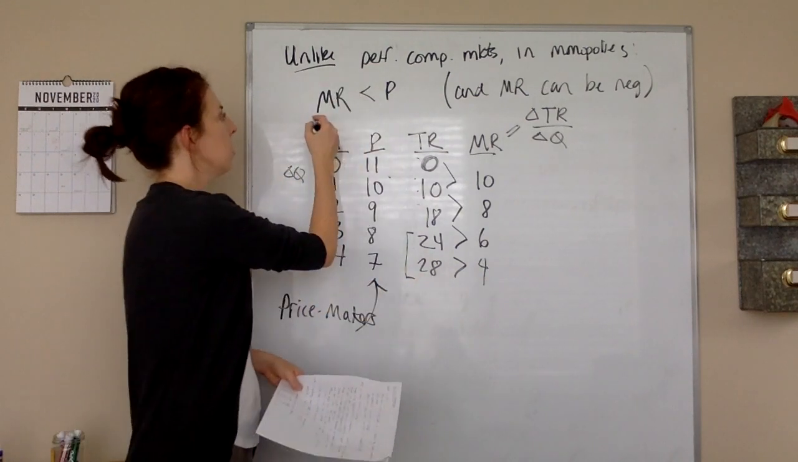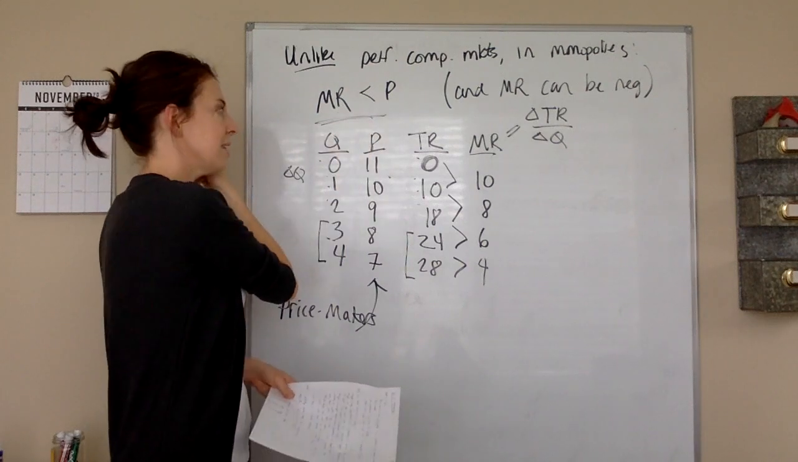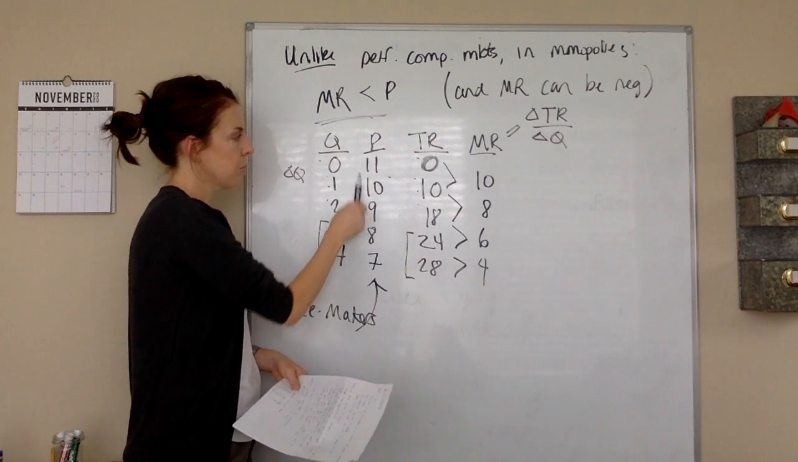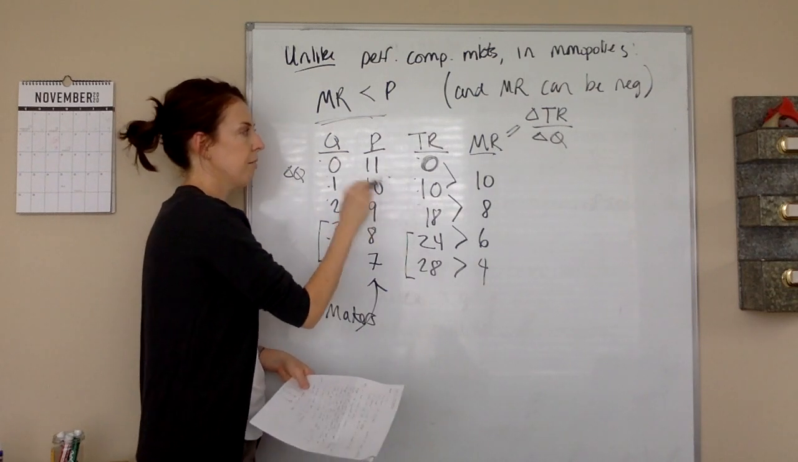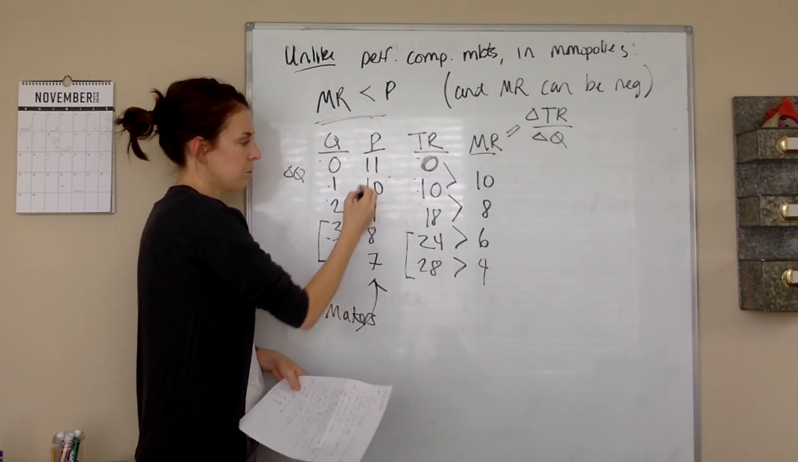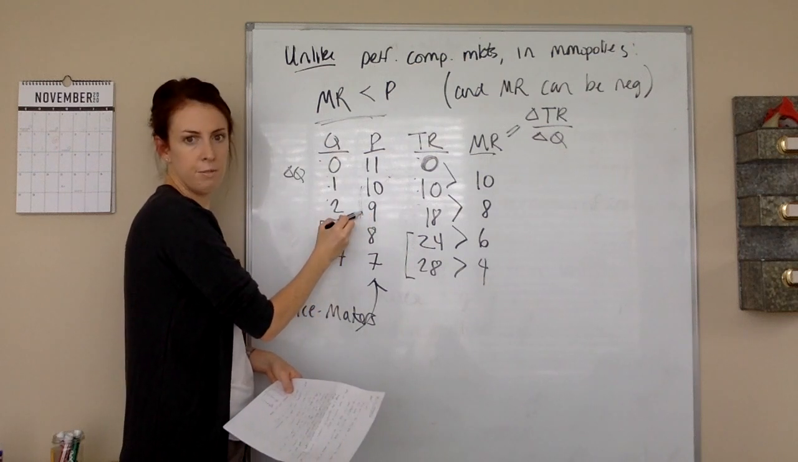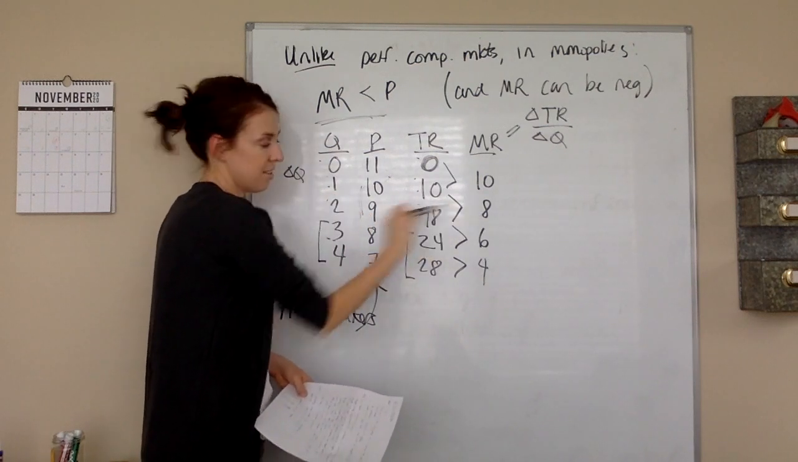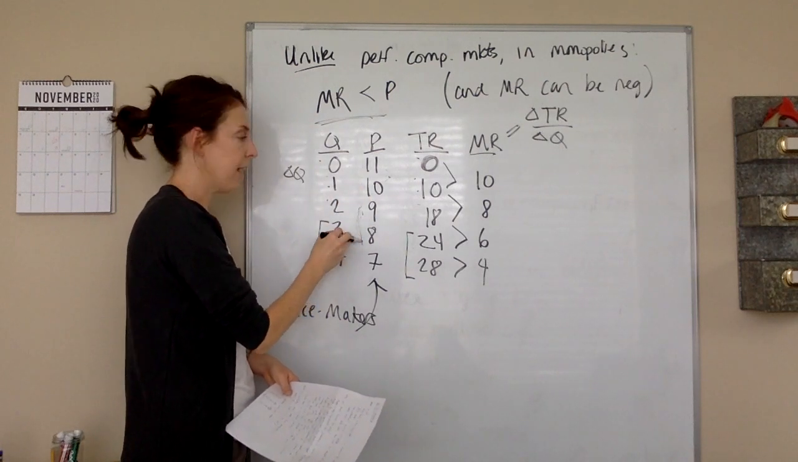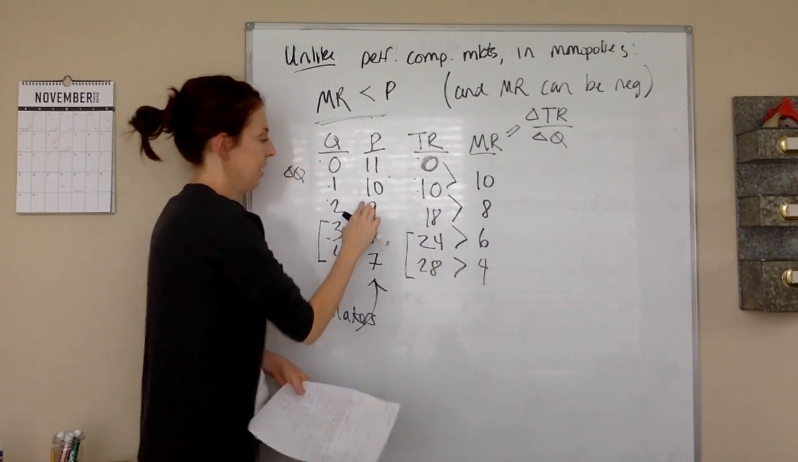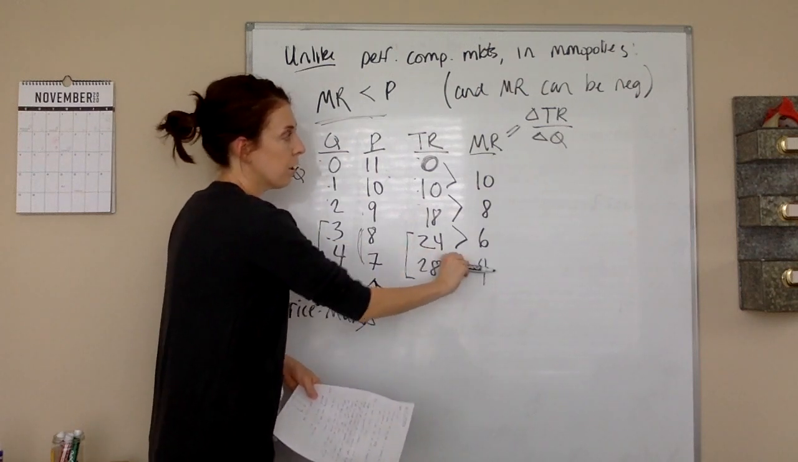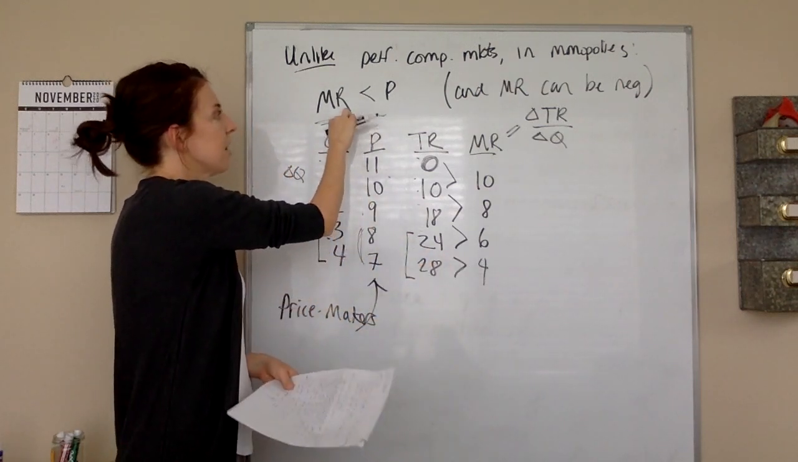Okay, what did we say here? We said that marginal revenue for a monopoly is less than the price. When the price was here, somewhere between 11 and 10, so maybe like 10.5, the marginal revenue is 10. When the price was between 9 and 10, so maybe like 9.5, the marginal revenue is 8, which is less than that. When the price was between 8 and 9, so maybe like 8.50, the marginal revenue is 6. And when the price was between 7 and 8, so maybe like 7.50, the marginal revenue is 4. So the marginal revenue here is less than the price.